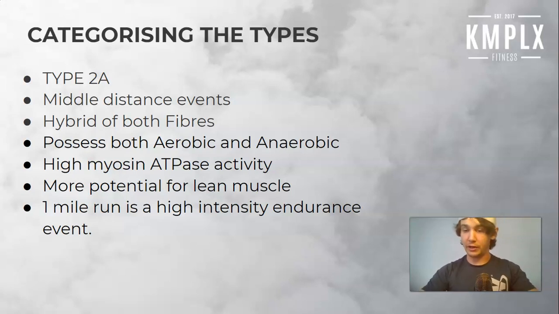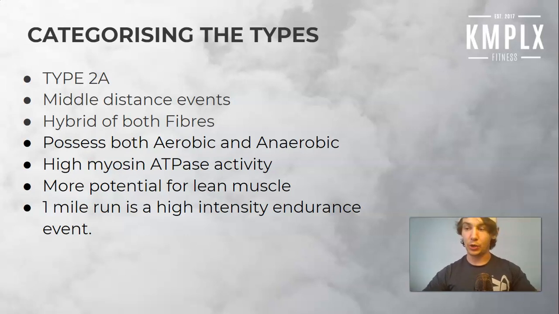So a good indication of this is a 1 mile run, a 1600 meter run. It's a high intensity endurance event, and this is where these kind of people will, I suppose, flower. Your type 1 will have a slower time than usual at this. Your type 2A might have a very fast 800 meters or very fast 400 meters, but they won't be able to sustain that power as easily.